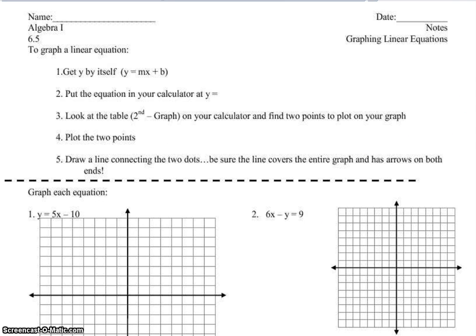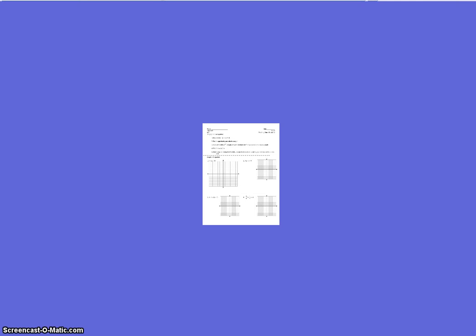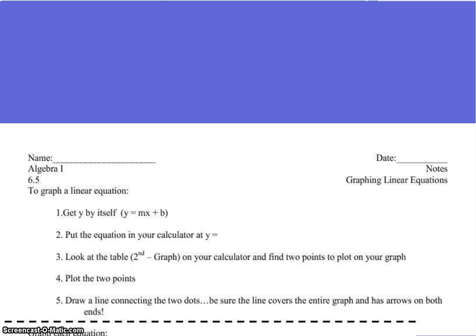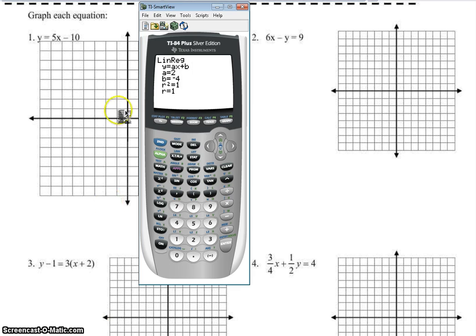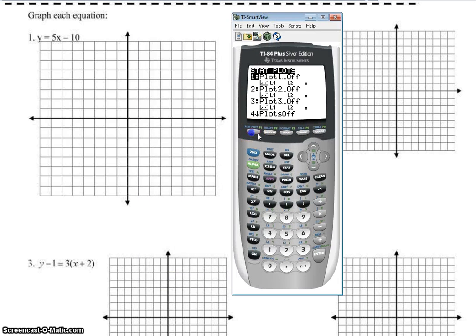So looking at number 1, the first step we said was to make sure that y is by itself, and it already is. So we don't have to do anything to fix that. So we're going to go to our calculator, and we're going to go to y equal, and we're going to clear everything out. And at y equal, you're going to put everything after the equal sign. So for this one, it is 5x minus 10. So then you're going to go second graph to pull up your table.